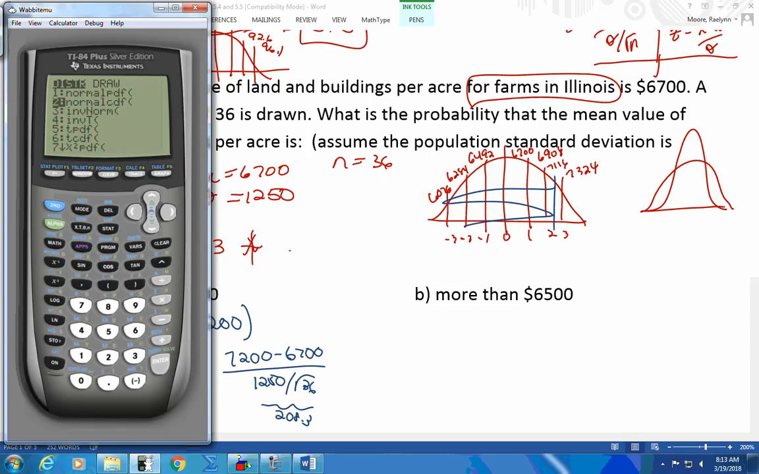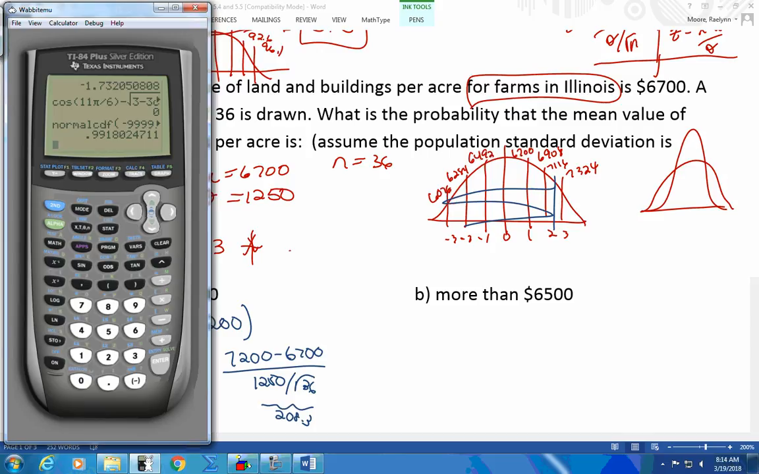Go to the normal distribution. Cumulative area is from the left on up. My lower limit is negative 999. My upper limit is my x value, 7,200, does it say? That's my upper limit. Change these guys. And watch. Let your calculator do this. 1250 divided by the square root of 36. Let your calculator do it. And paste. Okay, that gives you your area.